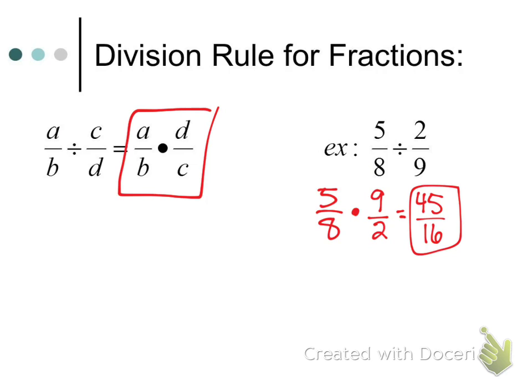Questions about this before we go to our official steps? Natalie? If that's reduced down to something smaller, are we allowed to reduce that? Sure. Can we reduce this one? I don't think we can, but yes, we would want to. If nothing will cross cancel or reduce in the beginning, then nothing should reduce at the end, but it is a good habit to check.